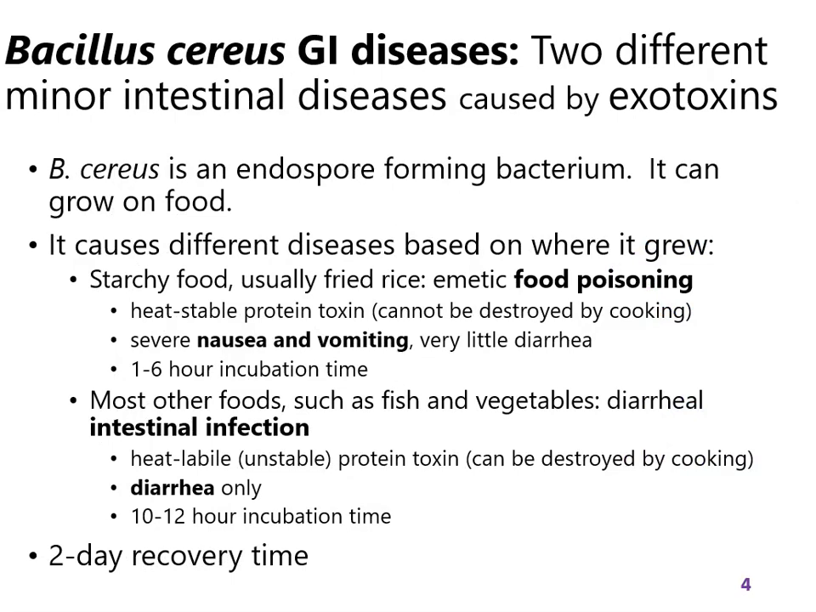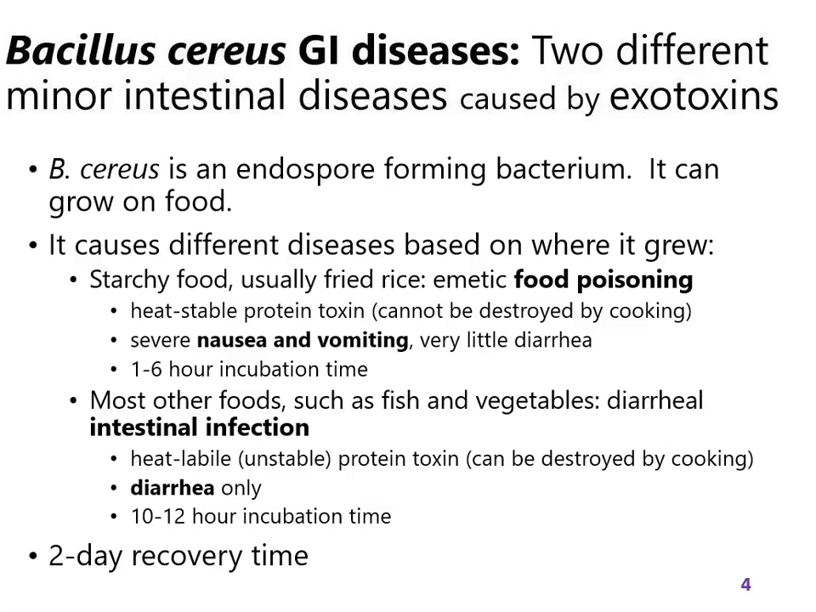The next disease is actually 2 diseases. That's why I say 4 or 5. They're both caused by Bacillus cereus. And I will go through them a little bit separately, but this bacterium, Bacillus cereus, is an endospore former. Not all strains are obligate anaerobes. Some are facultative anaerobes.